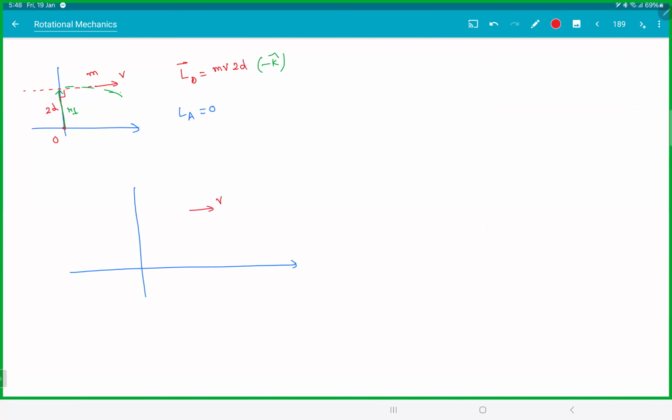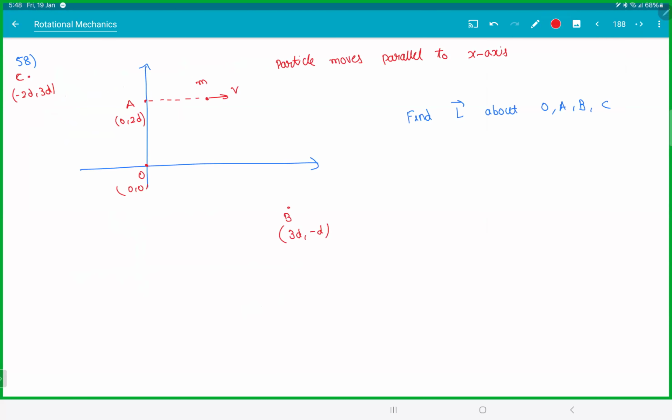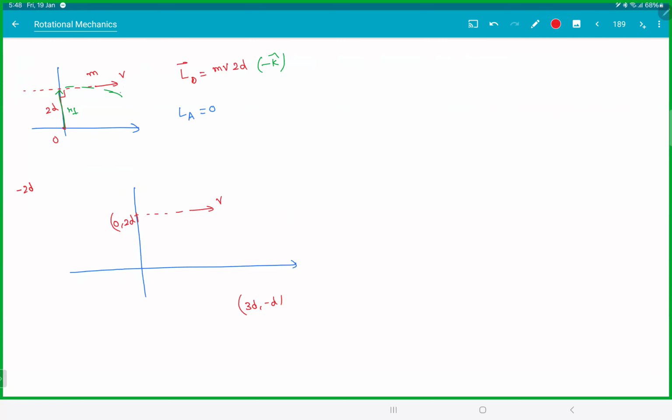This is going with V here. This guy is 0, 2D. Where is B? B is 3D, minus 2D. There is this guy, minus 2D, 3D. That is C and that is B.